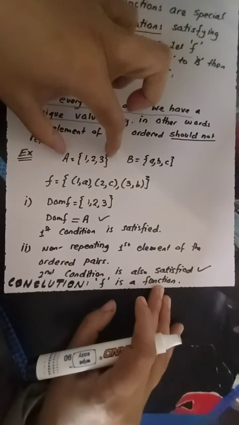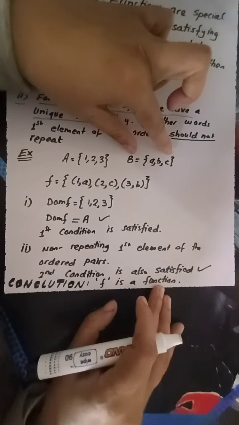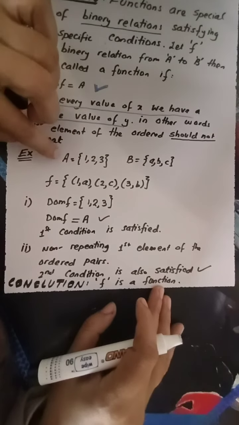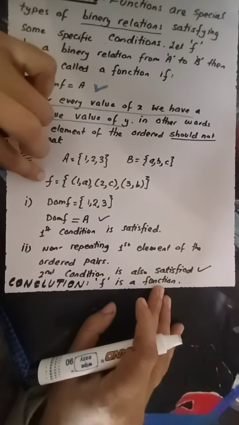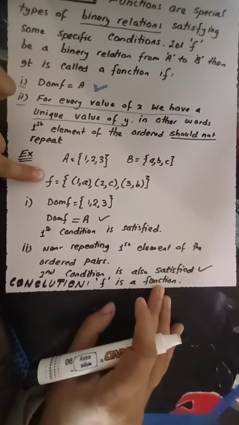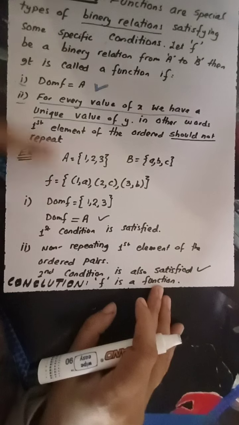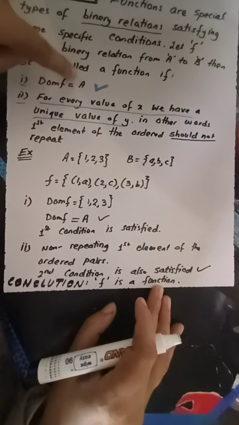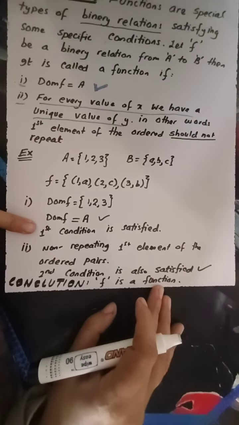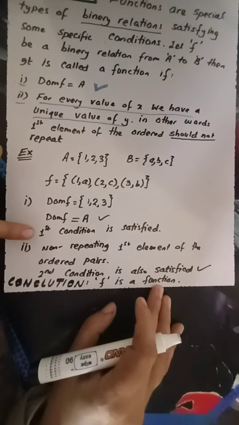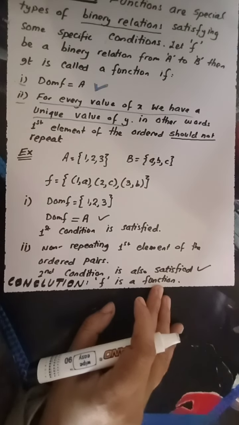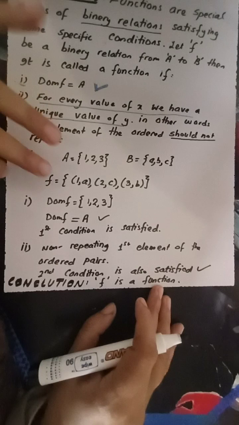For it you will be given these two sets. Okay, and after writing these two sets you are going to write the binary relation which is given to you. Then you are going to check whether the domain of this binary relation is equal to the set A or not. Okay, if it is equal to the set A, it means the first condition is satisfied. If it's not equal to set A, it means the first condition is not satisfied, and then you will clearly declare that this binary relation is not a function.